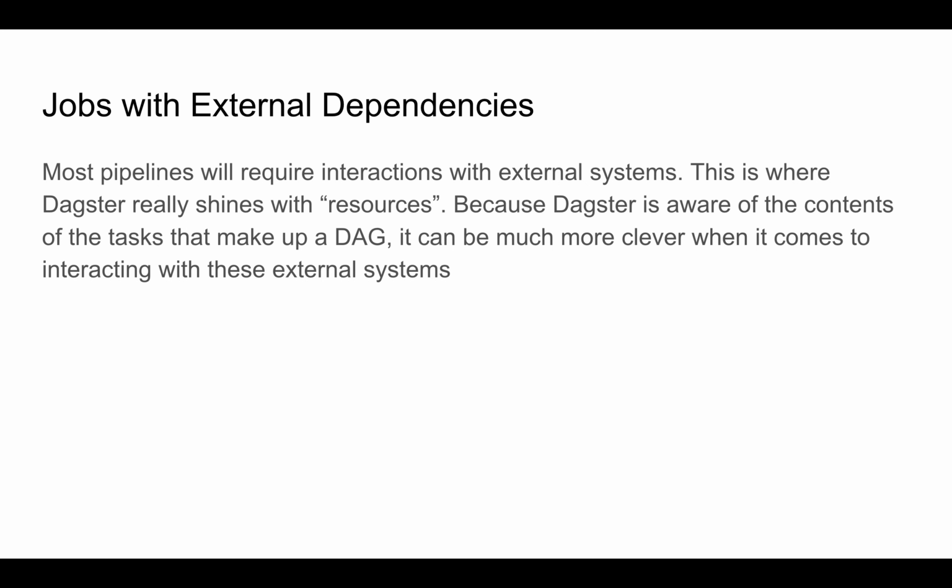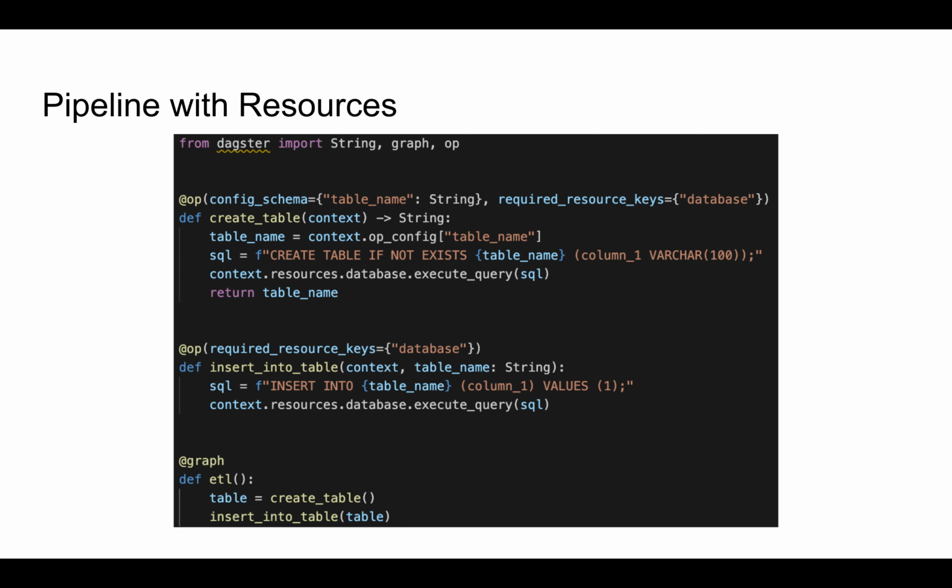As I was talking about with external dependencies, this is where Dagster is really useful in how it views external dependencies. For Dagster, everything that's an external dependency can be defined as a resource, and a resource is just something that exists outside of the Dagster framework.